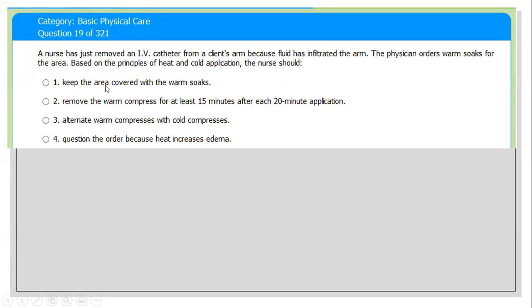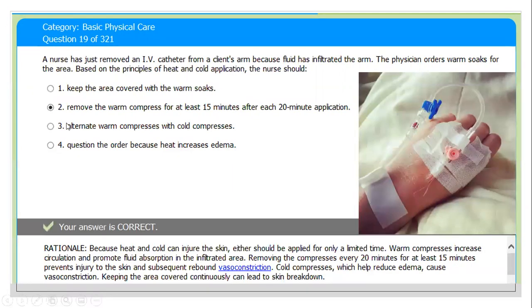Number one, keep the area covered with a warm soak. Number two, remove the warm compress for at least 15 minutes after each 20-minute application. Number three, alternate warm compresses with cold compresses. Question the order, because heat increases the edema. The answer is we remove the warm compress for at least 15 minutes after the 20-minute application.